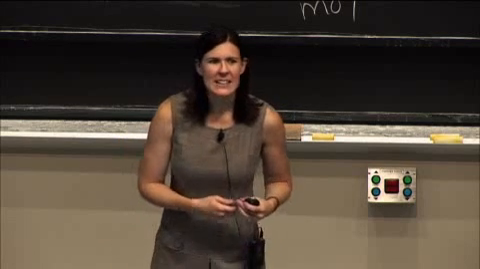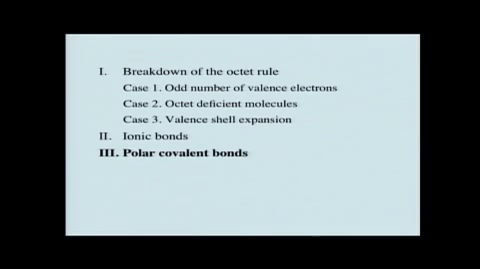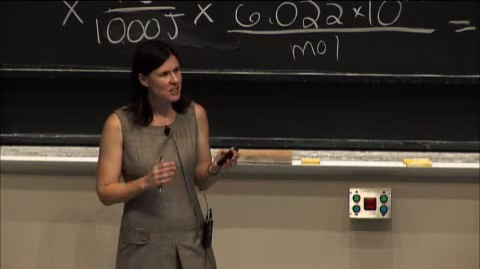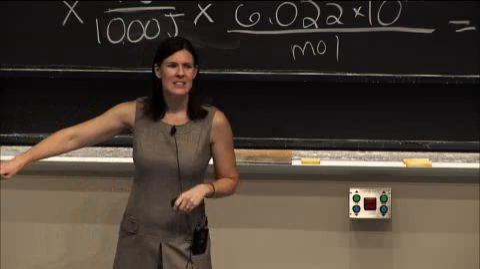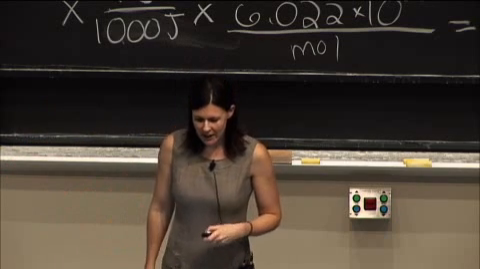All right, so the last thing I want to introduce today is talking about polar covalent bonds. We've now covered the two extremes. One extreme is complete total electron sharing. If we have a perfectly covalent bond, we have perfect sharing. The other is electron transfer in terms of ionic bonds.